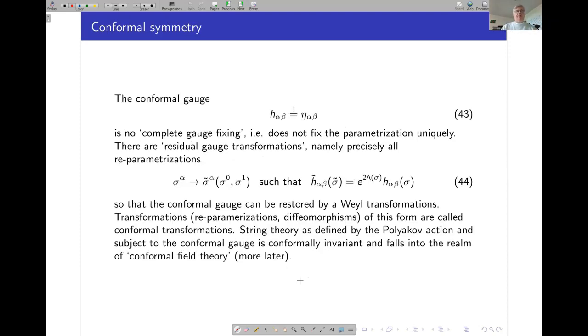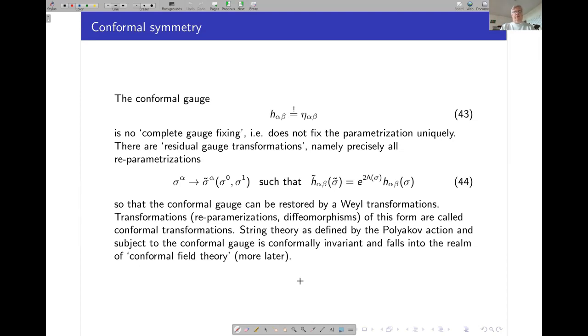The conformal gauge is not a complete gauge fixing because there are coordinate transformations which just multiply the metric by a positive function. And this positive function can then be removed by a compensatory Weyl transformation. And therefore, our reparametrizations are not quite fixed. The remaining transformations we will refer to as conformal transformations. And they are the reason why, when we do string theory with a Polyakov action in the conformal gauge, we are within the realm of conformal field theory.